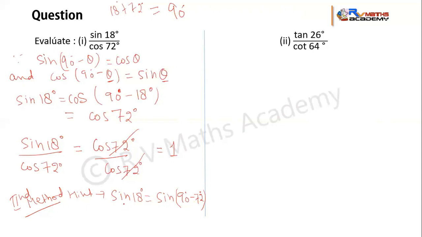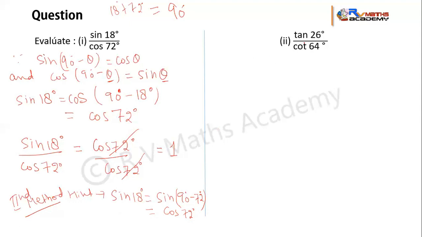Here I am not changing the trigonometric ratio, so I am changing the value. I have written 18 here, so I have written 72 here. At a time you can write only one thing. So sin 90 minus 72 means cos 72, and again you will get the same thing: sin 18 degree is equal to cos 72 degree. So any method you can follow in the examination.